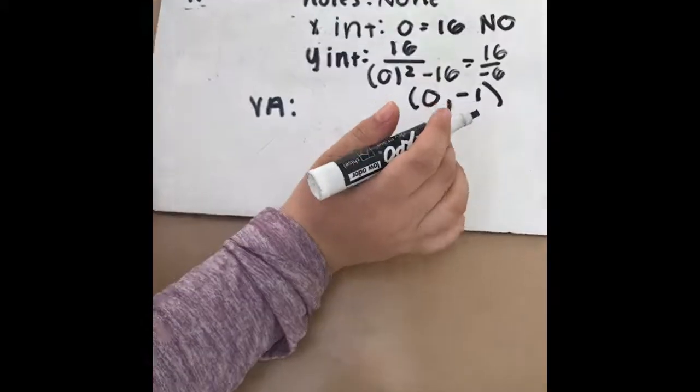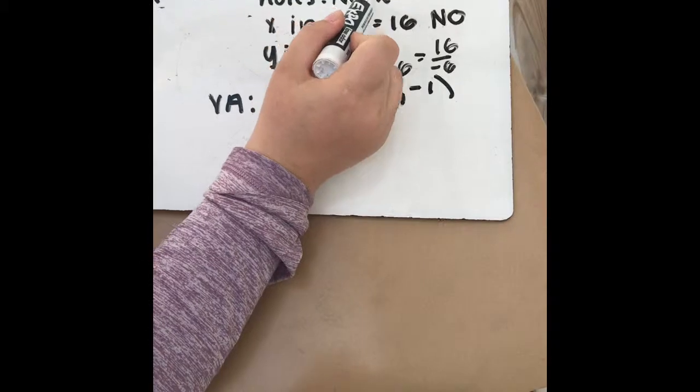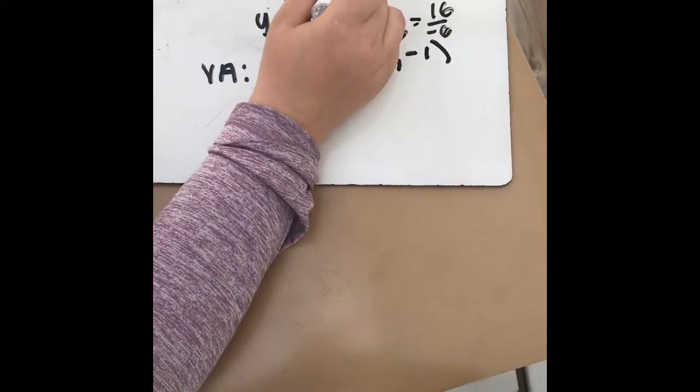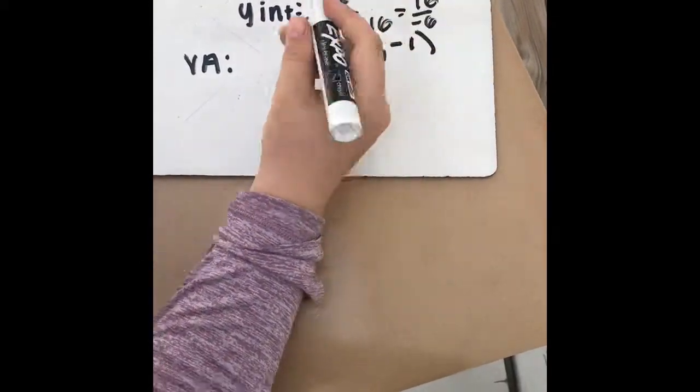For the vertical asymptote, all we have to do, since we already factored it, is set x plus 4 equal to 0 and x minus 4 equal to 0.